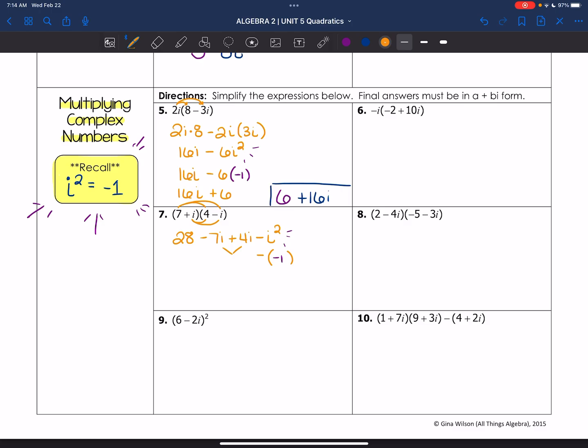We can combine these two terms, negative 7 and 4. That's going to be a negative 3i. And that 28 will soon simplify and combine. We know that we have this 28 minus a negative. Those are terms that can combine. 28 minus a negative 1 is actually to add, so we have 29. And then the imaginary part, negative 3i.